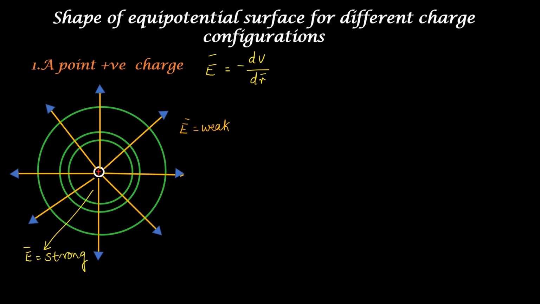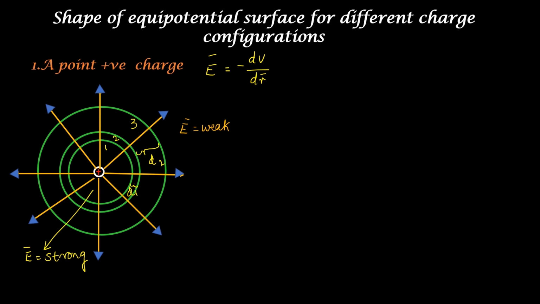We have already seen that electric field is directly proportional to potential difference. So where the electric field is weak, the equipotential surfaces will be spaced apart. Where the electric field is strong, the equipotential surfaces will be spaced closer. Equipotential surface 1, 2 and 3. Equipotential surface 2 and 3 are spaced apart, whereas equipotential surface 1 and 2 are closer. D2 is greater than D1. You can also notice that the electric field is perpendicular to the equipotential surface.